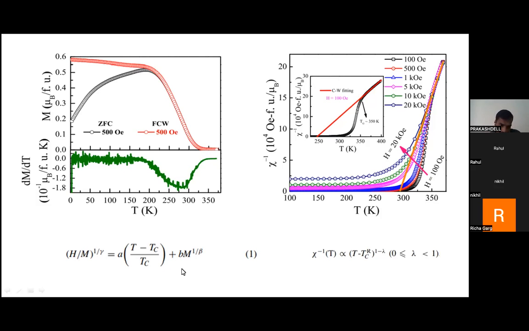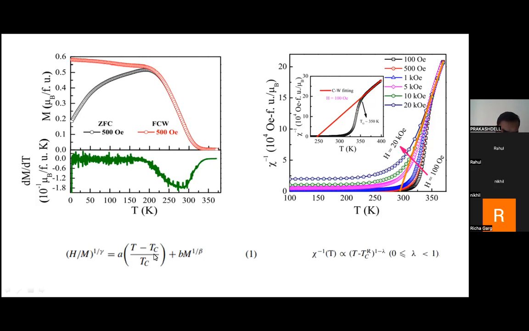Now, coming to the critical exponent study, we know that as per Landau, the critical exponent or the order parameter diverges at the phase transition, and it should follow this relation, known as the modified Arrott plot, MAP. So this is H over M, which is nothing but inverse susceptibility. M over H is susceptibility. H over M is inverse susceptibility, which we have plotted over here.